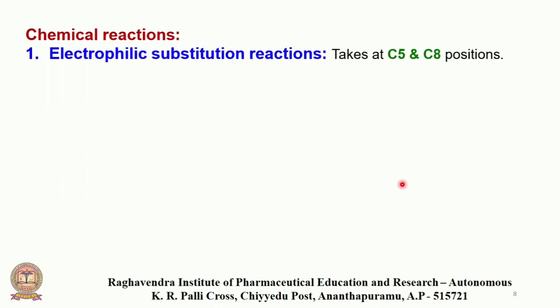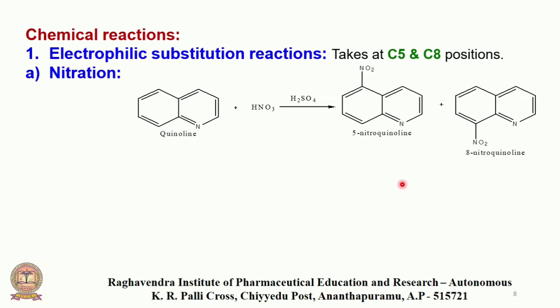And coming to the chemical reactions. First, electrophilic substitution reactions. As the nitrogen is present in the ring system, the ring is electron deficient. So electrophilic substitutions do not take place in the pyridine ring of quinoline. They take place on the benzene ring at the 5th or 8th position. If you number the quinoline 1, 2, 3, 4 in this ring, then 5, 6, 7 and 8, the 5th or 8th position undergoes electrophilic substitution.